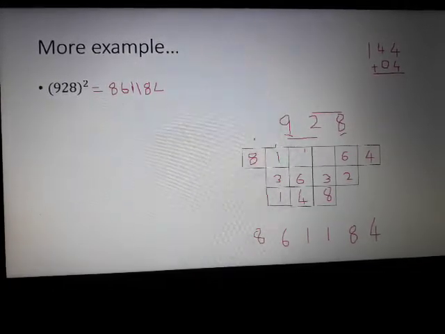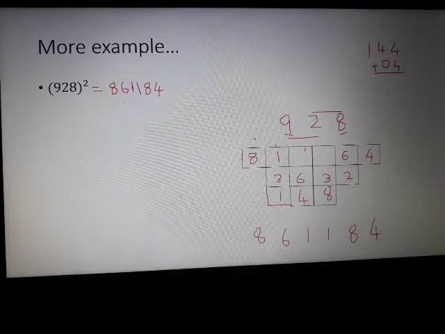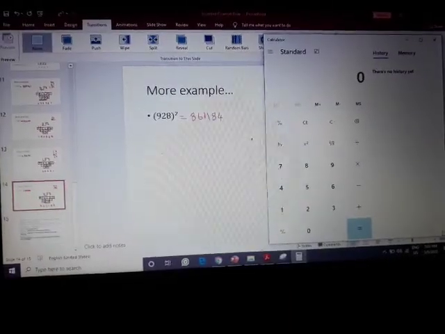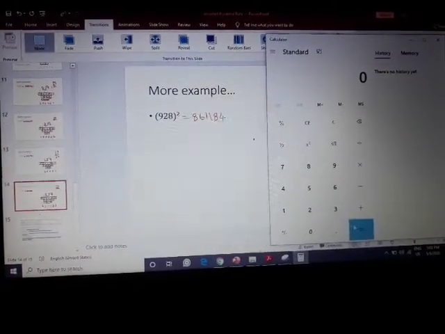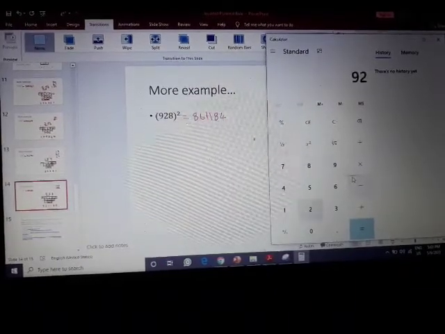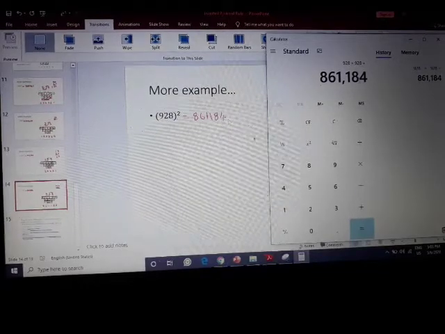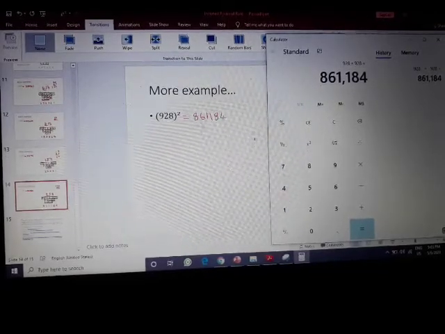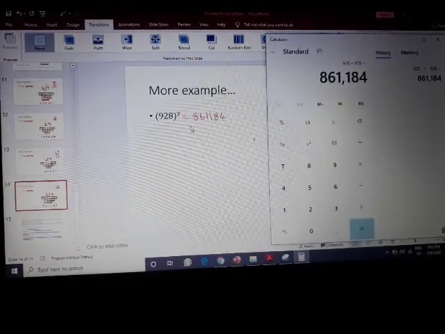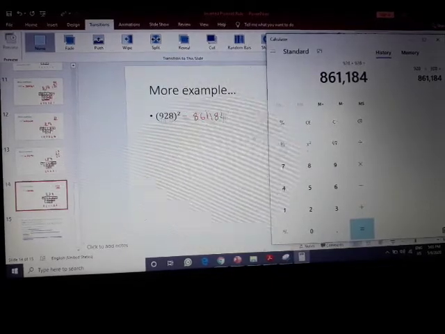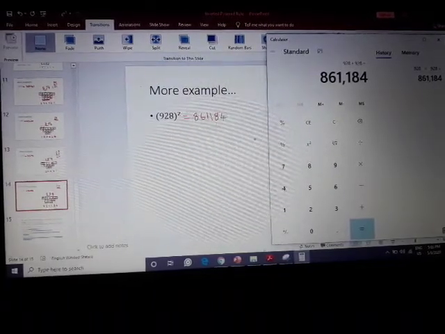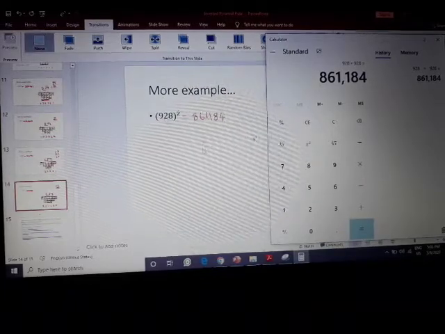861,184. Now let's cross check the result with the help of a calculator. Now let's check the square of 928 with the help of a calculator. 928 into 928, we have 861184, and the answer that we got was 861184. This implies the square of 928 that was determined using inverted pyramid technique is correct.